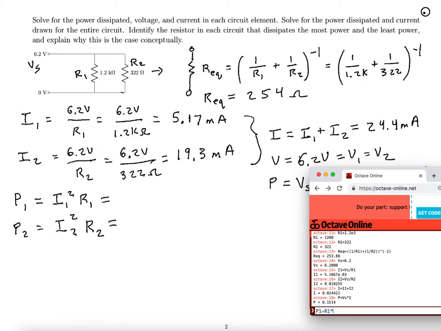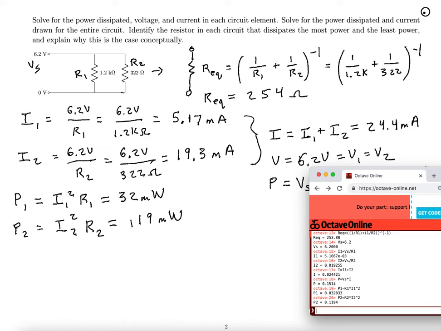So doing the first one, P1 is R1 times I1 squared, and P2 is R2 times I2 squared. Alright, so for P1 I have 32 milliwatts, and for P2 I have 119 milliwatts.